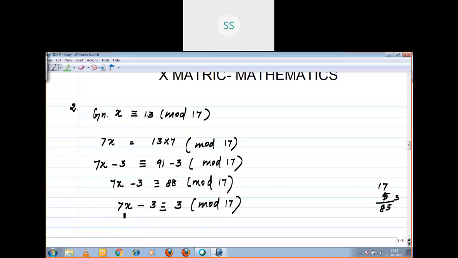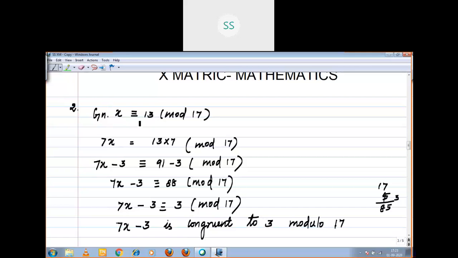That means 7x minus 3 is congruent to 3 modulo 17. Modulo 17. Once again I repeat the sum, you see, it is given to you. But the format is given as 7x minus 3.